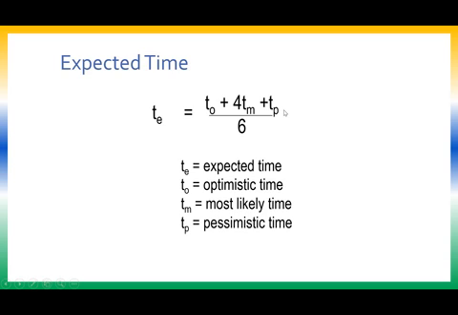Out of the 6 on the numerator, TO and TP are with coefficient 1 each. So TO plus TP, remaining is 4 units. So that will be TM, 4 TM. Okay? So you will have to remember this formula. And next, we will move ahead.